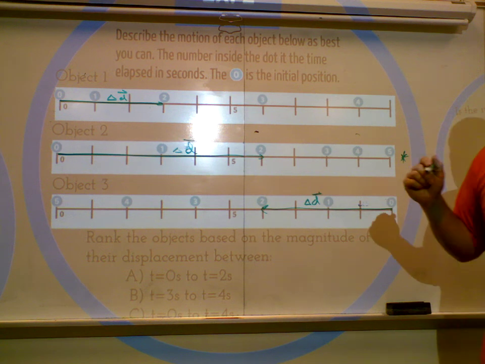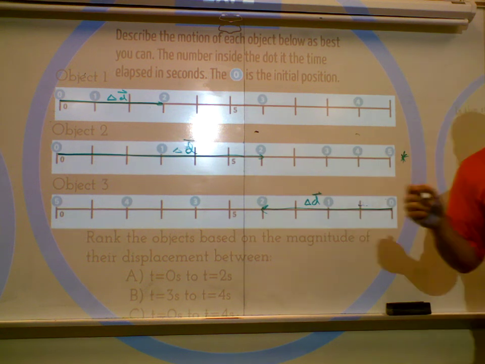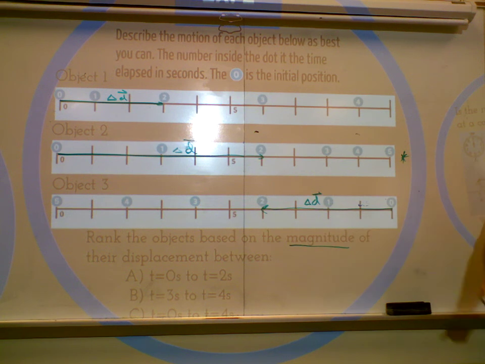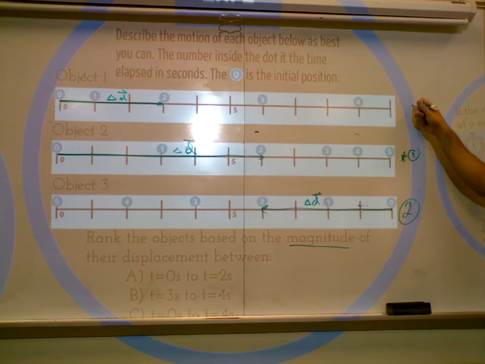Well, if I just said displacement, it would. It's in distance though. But we're talking about magnitude. Does magnitude have direction? No. So we're really looking just at the distance. So this one has the biggest distance, which has the next biggest distance? Object 3. So this one is the biggest, this one is the second biggest, and this one is the third.